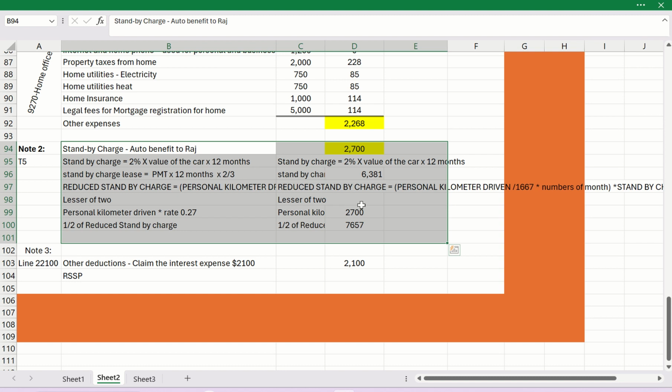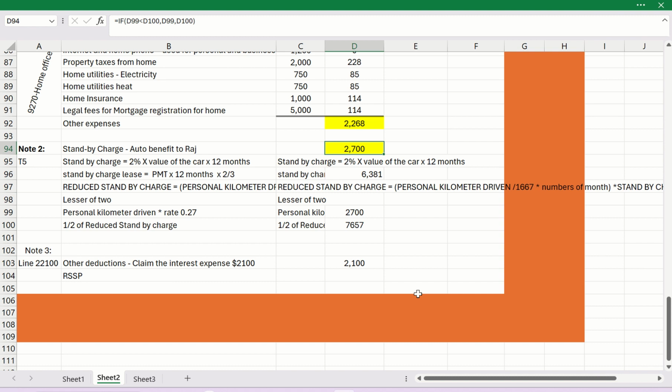So this amount, this 2,700, would be a taxable benefit to the lawyer, to Raj. And you can see how it's calculated. It's 27 cents per kilometer times 10,000. And the standby charge is slightly difficult, but I already showed it here.